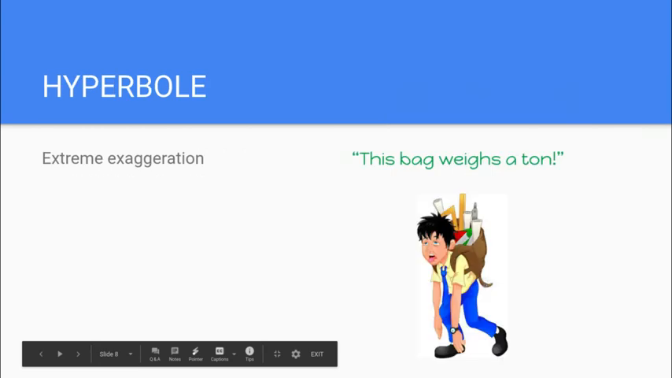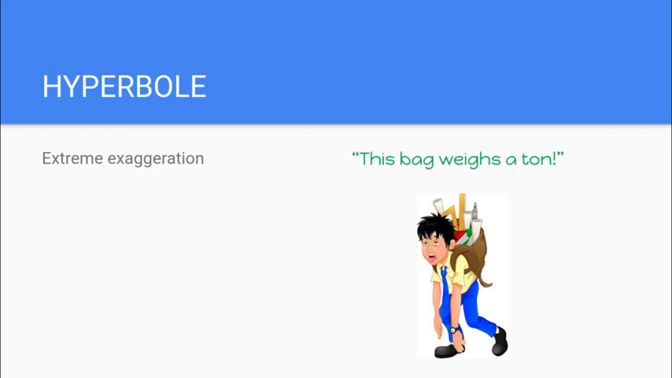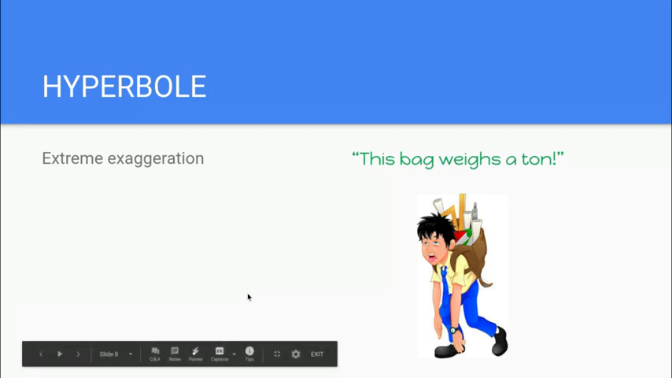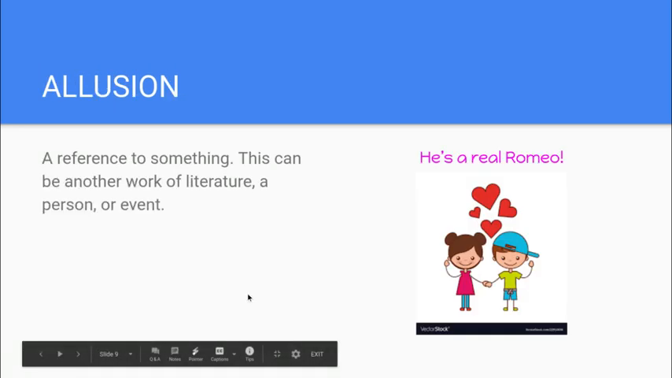Hyperbole is when you exaggerate extremely. So when you're walking around school with your huge backpack and you're like, oh my God, this weighs a ton. Is it really 2,000 pounds? No, it's probably 20. And to you, that feels really heavy. So you're just exaggerating.